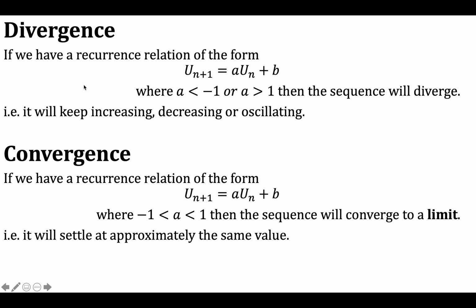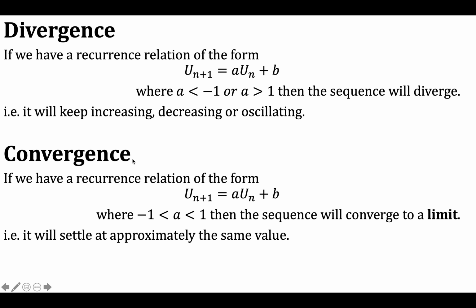So just to summarise everything that we've done, divergence. If we have a recurrence relation of the form un+1 = aun + b, and if a is less than -1 or greater than 1, then the sequence will diverge, i.e. it will keep increasing, decreasing, or oscillating. So we've talked about all of those things already.